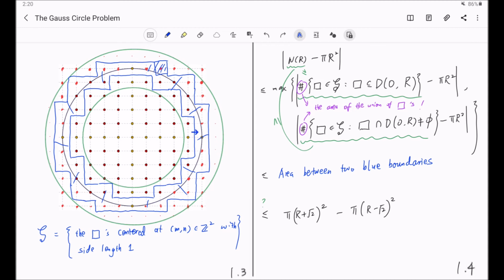Likewise, if you look at any square that is not in this inner blue region, say this square, because of our choice, because this square is not contained in this open disk, this square has to touch this circle of radius r. And because this inner circle has radius r minus square root of 2, by two-dimensional geometry, since the diagonal has length square root of 2, you know that this square cannot touch this inner green circle.